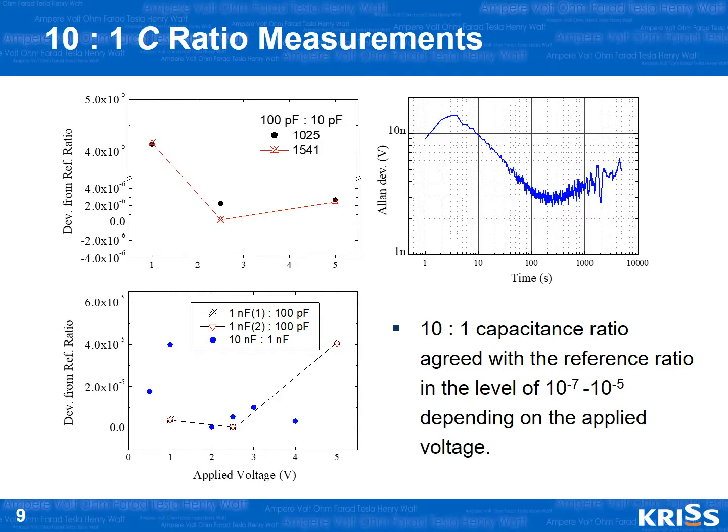The figure in the bottom left shows the capacitance ratio measurement results of 1 nanofarad to 100 picofarad and 10 nanofarad to 1 nanofarad ratio. The deviations seem to also have the minima near 2 volt, with the best results at the level of 10 to the minus 7. The 10:1 ratio measurement can have a larger measurement uncertainty compared with the 1:1 ratio due to the non-linearity of the voltage sources, which can also lead to the voltage dependence.